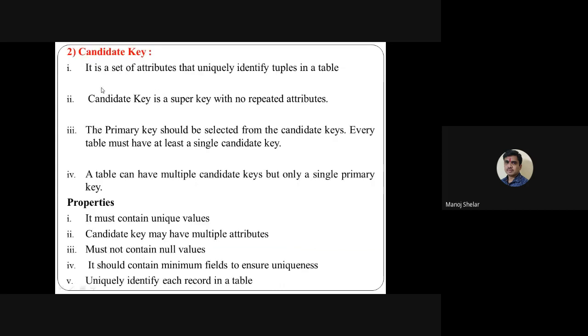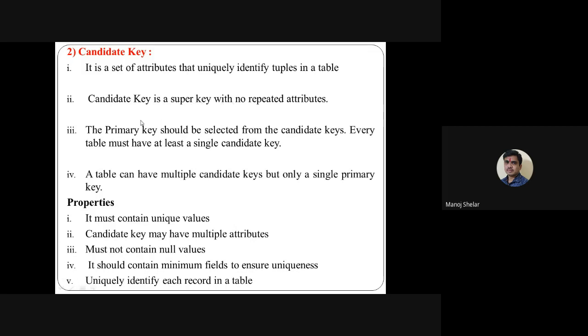Candidate key. What is candidate key? It is a set of the attributes that uniquely identify tuples in a table. Okay, no problem. Candidate key is a super key with no repeated attributes.